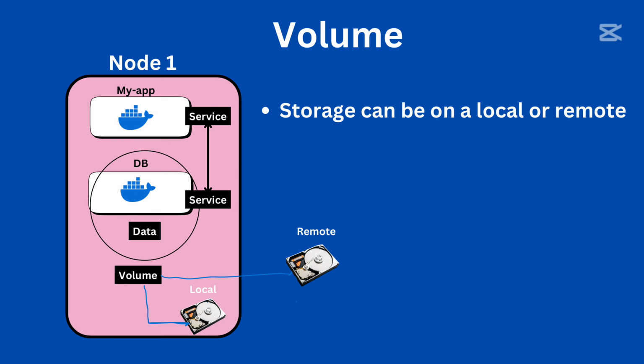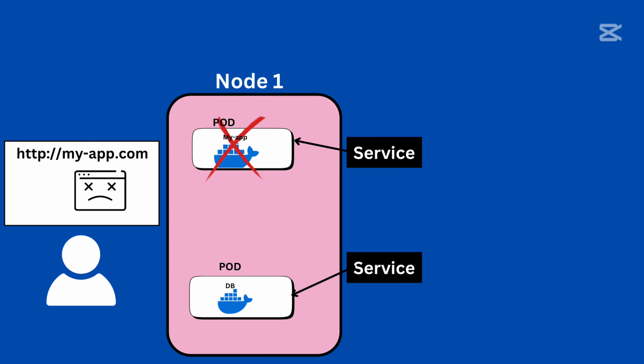Now, we have everything we need, a node with one pod that contains my app, which is a website and database, and an ingress to get a domain name to translate the IP address. Users are happy, but what if the pod or node goes down? Then the whole website goes down.